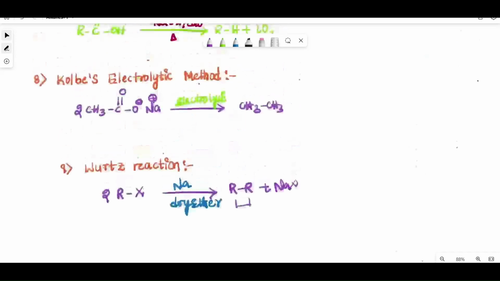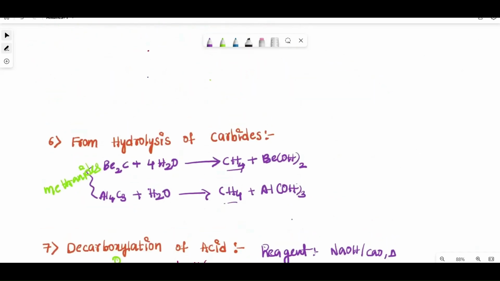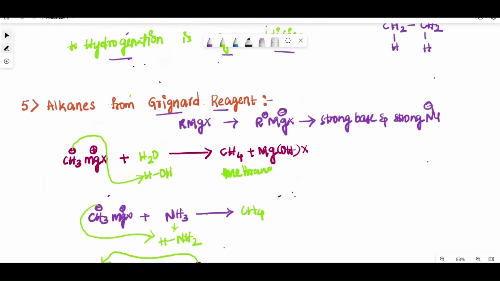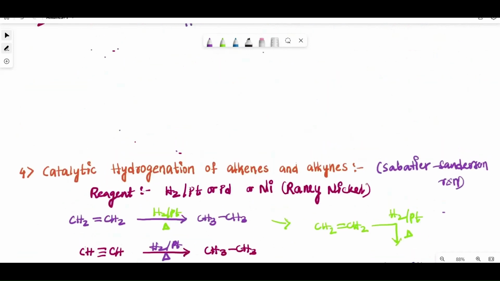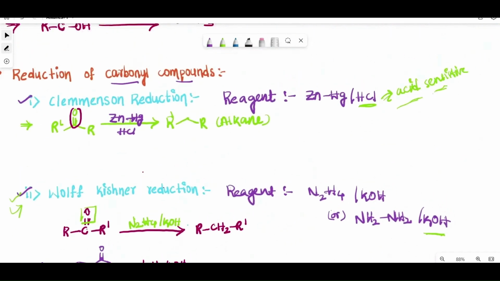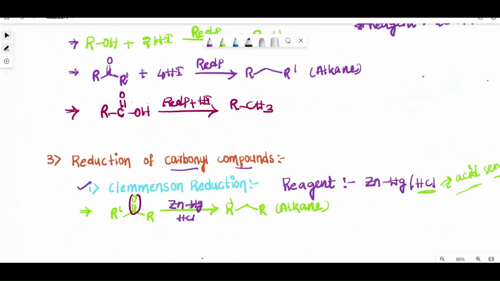This is all about preparation of alkanes. If you have any doubt, then let me know through the comment section. I will definitely clear your doubts.